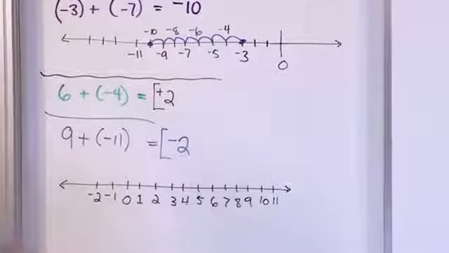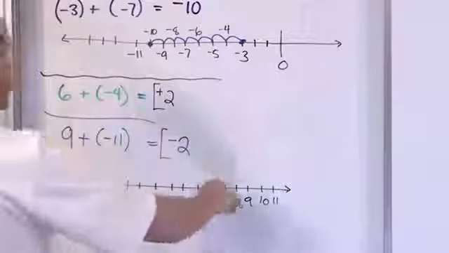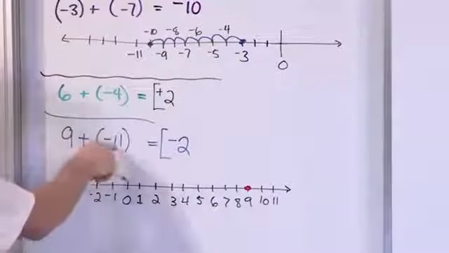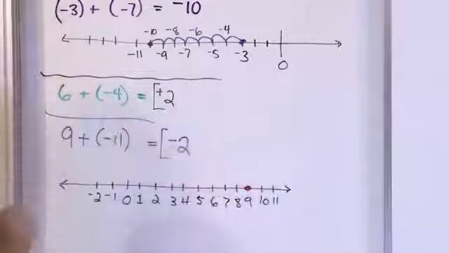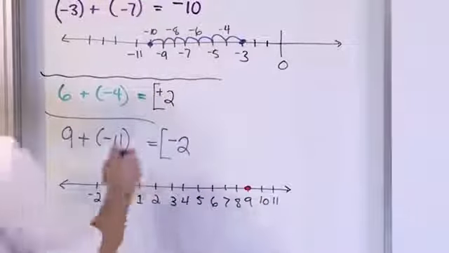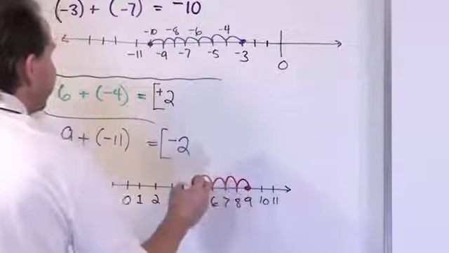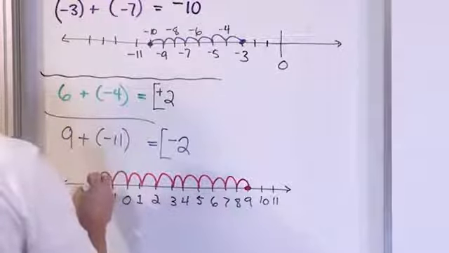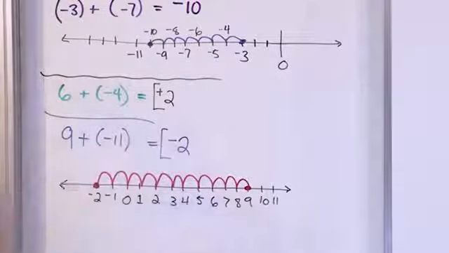So how would we represent this addition? Well, we start at the number 9. So we look ahead. Here is the number 9 right here. And we're adding to it a negative number. So because we're adding negative, we go to the left on the number line. Okay, if we're adding a positive number, we go to the right and we get bigger. But since we're adding a negative number, we go to the left 11 units. So count with me. 1, 2, 3, 4, 5, 6, 7, 8, 9, 10, 11. 11 units to the left, the answer we get is negative 2. And that matches with everything.